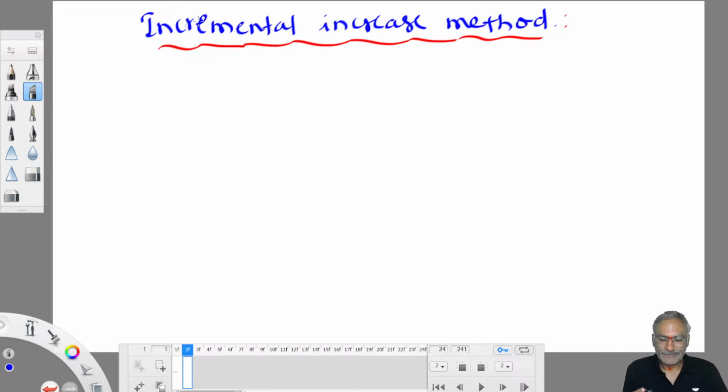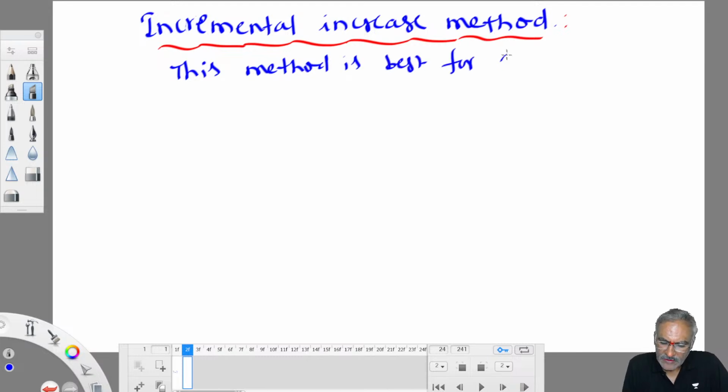So the incremental increase method is normally applied. This method is suitable for communities, best for communities which show the following trend of population growth.